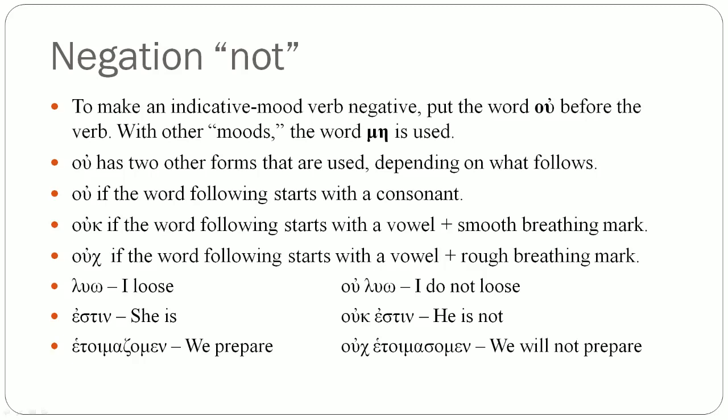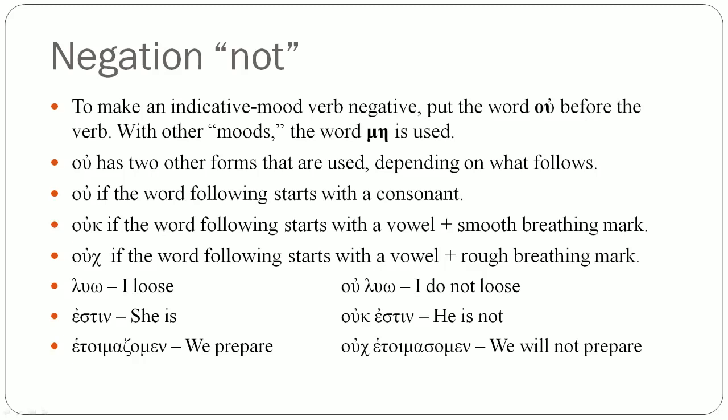Negation. λύω, I loose. How do we say I do not loose? The word for not. Well, to make an indicative mood verb negative, or in other words, to say not something, you put this little word before the verb. The word will always come before the verb.